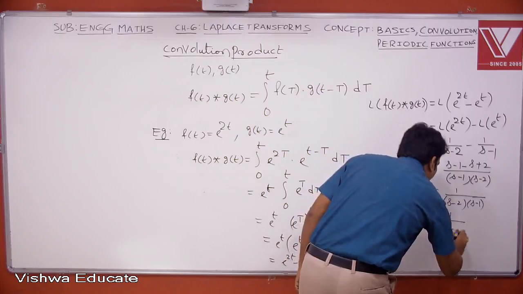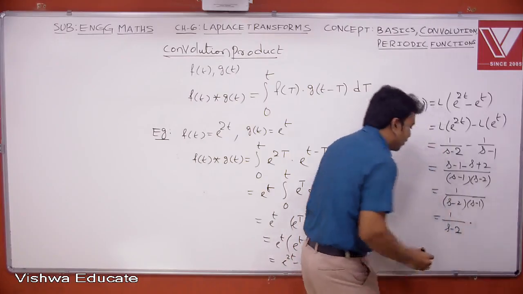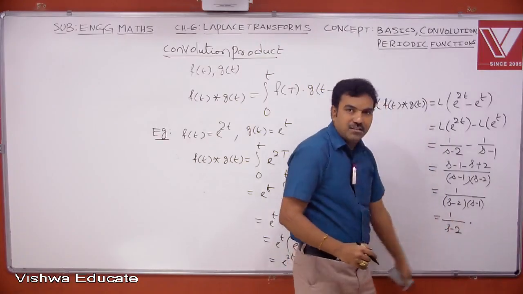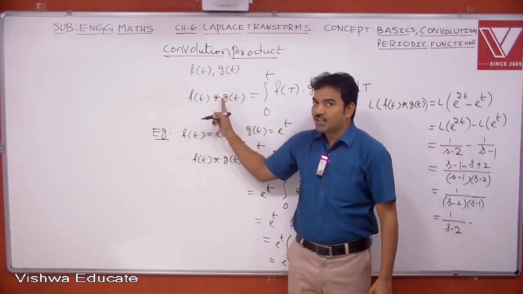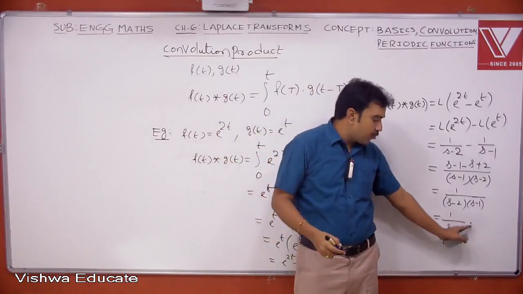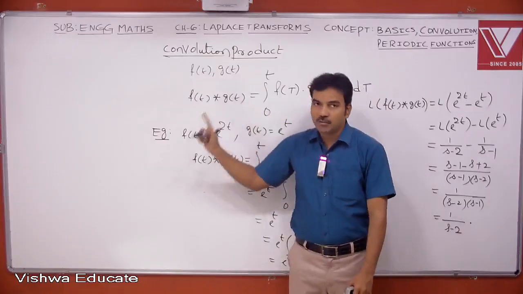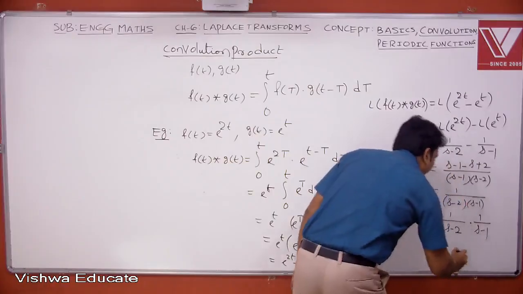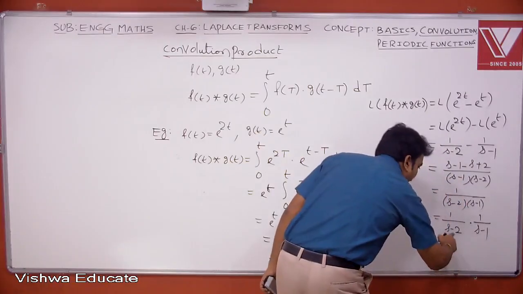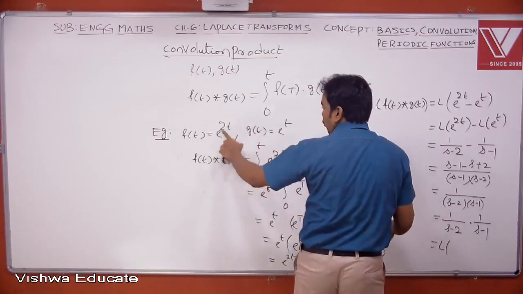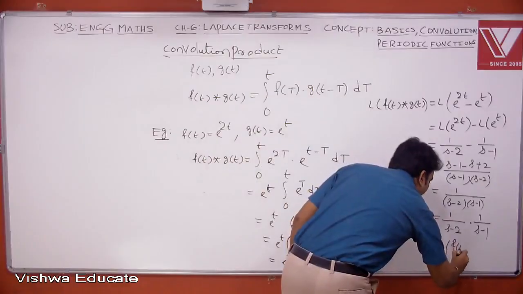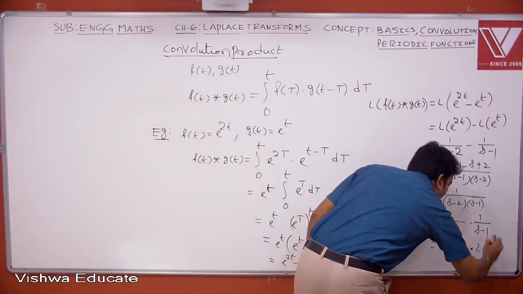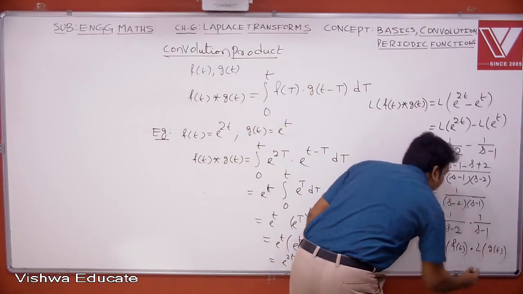So this we can write as 1 by s minus 2 into 1 by s minus 1. The first is a normal multiplication, whereas the earlier one is a convolution product. This is the Laplace of e power 2t, where e power 2t is f of t, and this is the Laplace of g of t.